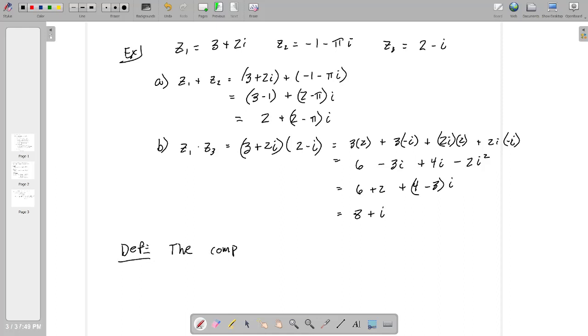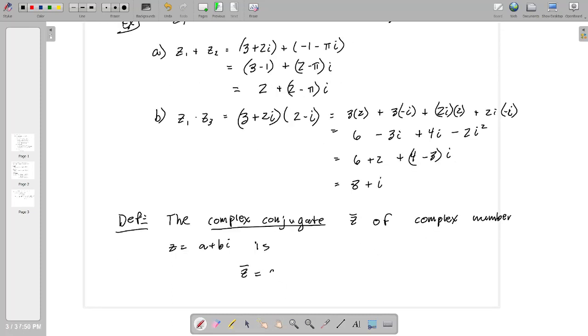Definition. The complex conjugate z bar of a complex number z equals a plus bi is z bar equal to a minus bi. Note here that all we're doing is negating the imaginary part. That's how we find the conjugate of a complex number: we negate the imaginary part. a stays the same, we negate the b. That's it. This will play a role as we move into the next part of this section, where we're going to end up multiplying and dividing complex numbers.